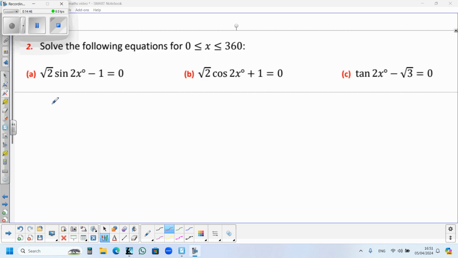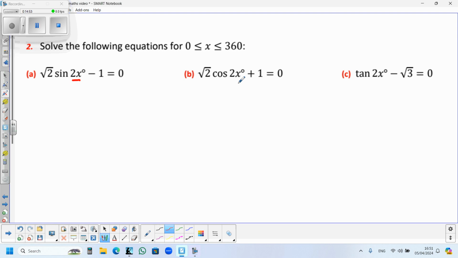So next type, I'm still sticking with exact values and no calculator. But this time we've got 2x. As soon as you've got something with 2x or 3x or 4x, you've got to take into account the period of the graph. That means there's two full graphs in 360, so the period of that graph is going to be 360 divided by 2, so it's 180. So that means every answer repeats after every 180 degrees.